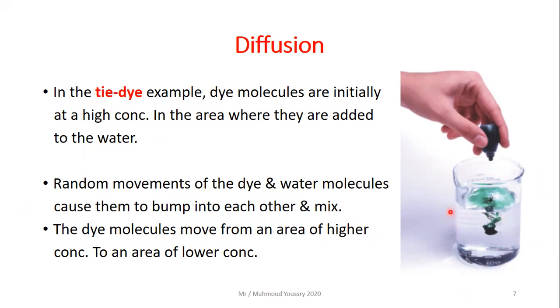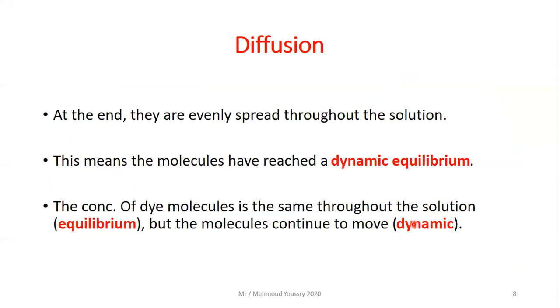After some time, you will find that all the water in the cup will be the same color as the dye, green. The dye molecules move from an area of higher concentration to an area of lower concentration, which is the rest of the cup. So what happens here at the end? They are evenly spread throughout the solution. This means the molecules have reached dynamic equilibrium. Dynamic means movement. Equilibrium means equal concentration.